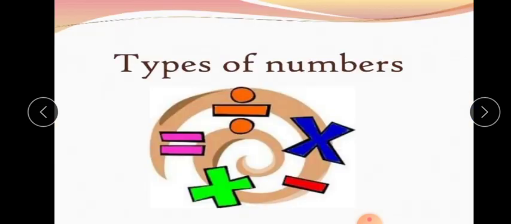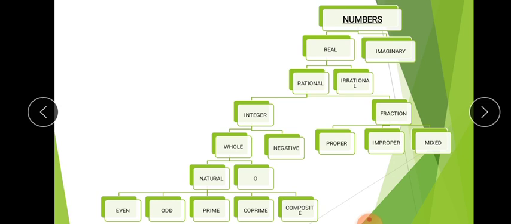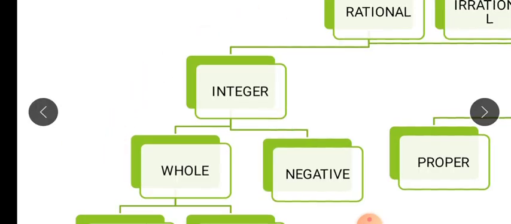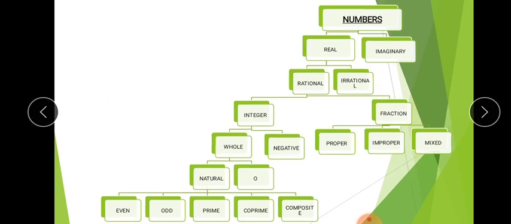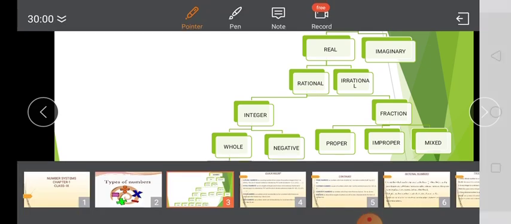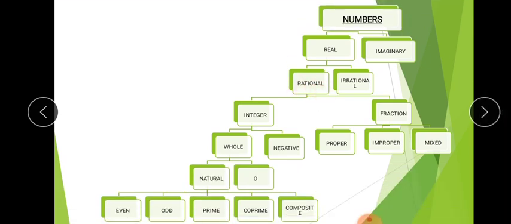So first of all, let us learn how many types of numbers are there. As you can see in the slide, this is a broad classification of numbers. So we are going to learn in details about all these types of numbers. Numbers are broadly classified into two main parts, real numbers and imaginary numbers. Real numbers is again divided into two parts, rational numbers and irrational numbers.